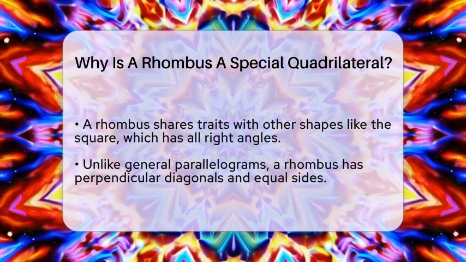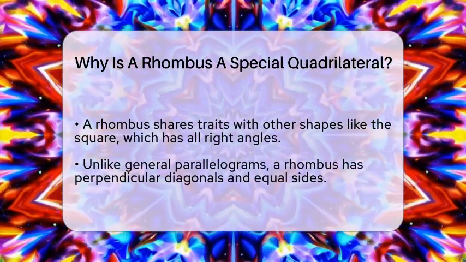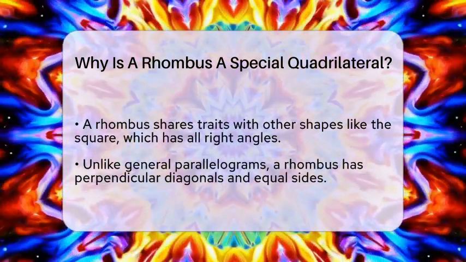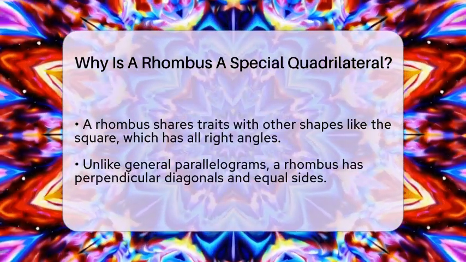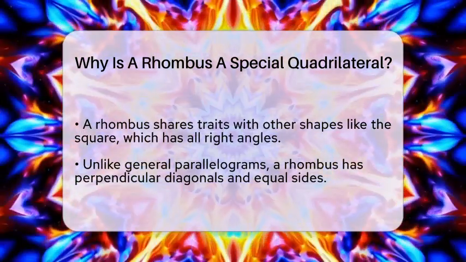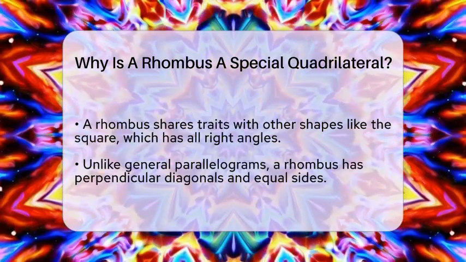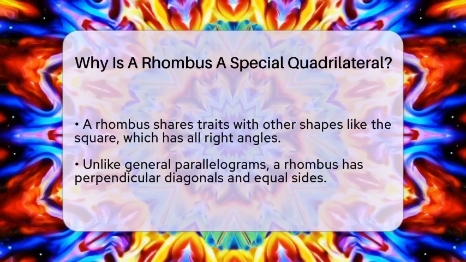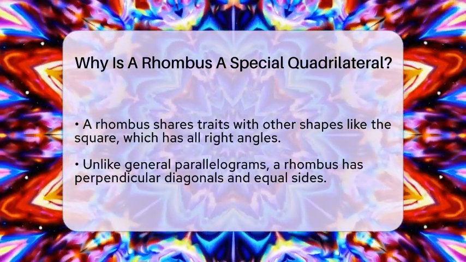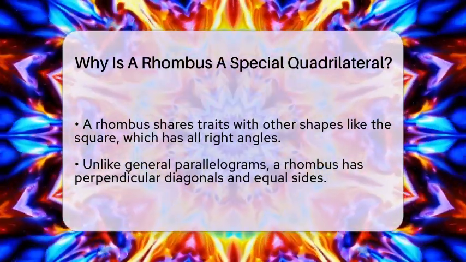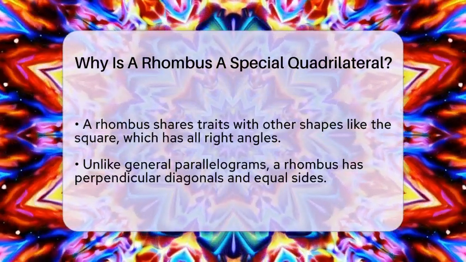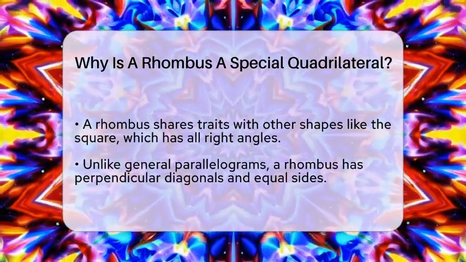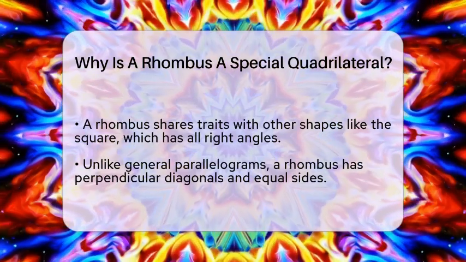Not only that, each diagonal splits the angles at the corners into equal halves. This means the diagonals do a lot of work in dividing the shape into symmetrical parts. Because of these properties, a rhombus is sometimes called an equilateral parallelogram with perpendicular diagonals that split the angles. These features are not found in all parallelograms, which is why the rhombus is special.